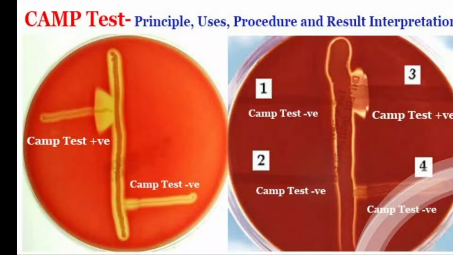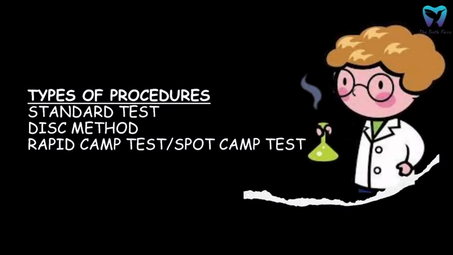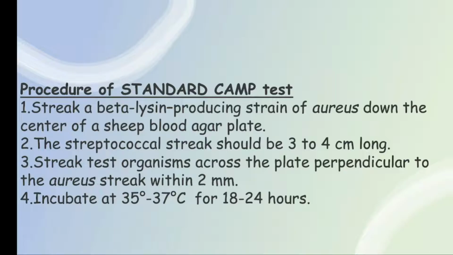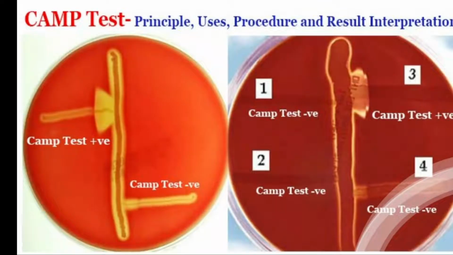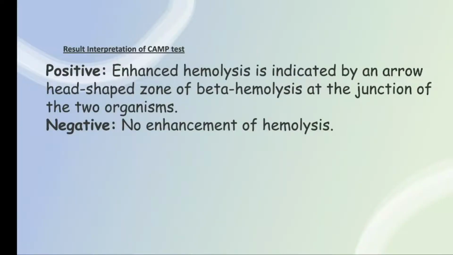The other two methods which we are going to read are the disc test and rapid CAMP test or spot CAMP test. This is an option if you want to write it in the exam. Results we already discussed: if there is an arrowhead shaped or a butterfly shaped zone, then it's going to be a group B bacteria, and the negative is when there is no enhancement of hemolysis.